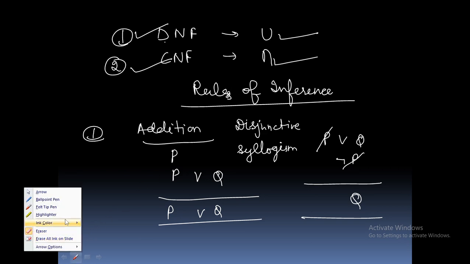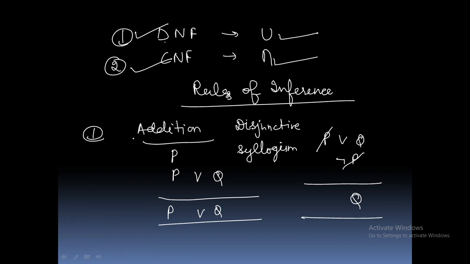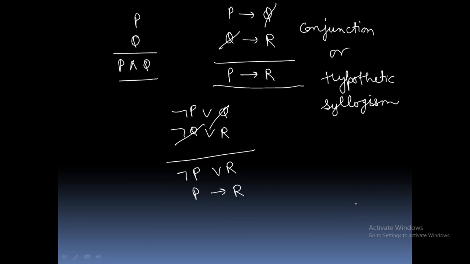These are the rules of inference. First rule is addition, that is known as disjunctive syllogism. We have given example P, one statement, P or Q statement. When we add them, we get P or Q. On the other example, we have given P or Q, and second statement is given not P. Not P cancels with P, and we find Q is the answer of this disjunctive syllogism.